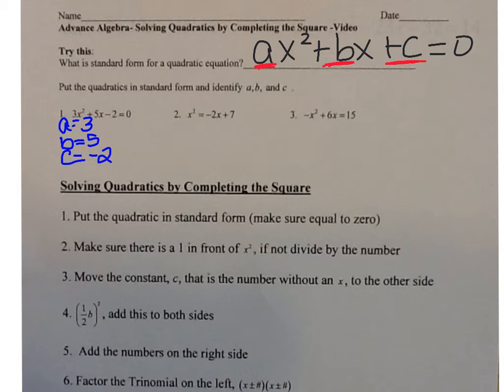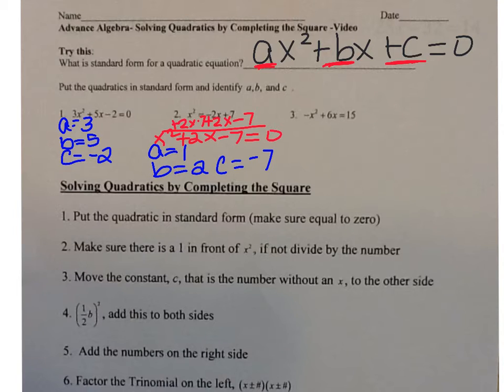All right, let's take a look at number 2. It's not in the correct form because it's not equal to 0. So remember, we always like to keep x squared positive, so I'm going to add 2x minus 7 to both sides. I get x squared plus 2x minus 7 equals 0. Remember, a is what's in front of x squared. There is no number, so that means it's 1. B is the number that's in front of x, which is 2. C is the number that has no x. That's negative 7, and remember, that's called your constant.